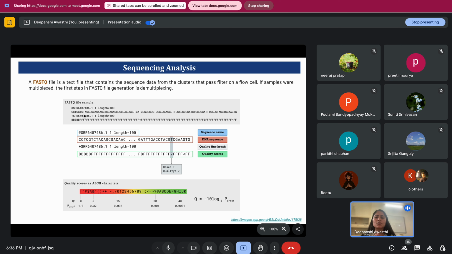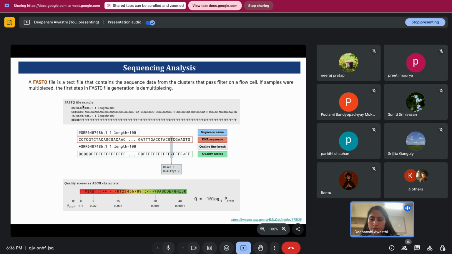In some cases those peaks may not be strong enough to distinguish between different nucleotides. In that case, we will get poor quality reads. So this FASTQ file will provide you with the information of the sequence along with its quality: whether the peak was sharp enough to confidently say that this particular nucleotide is present in the read, or whether the quality is poor.